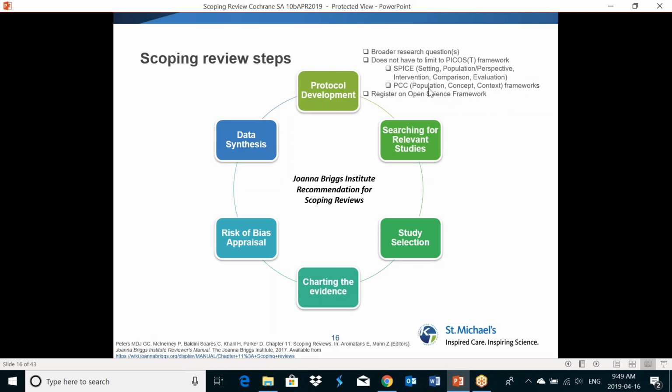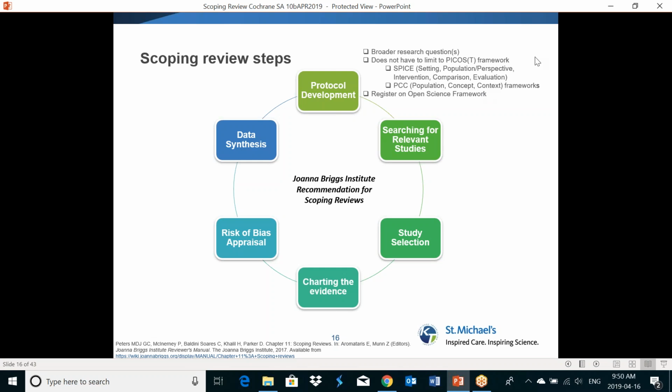The P for population would be similar to your PICO. The concept could be an I for intervention, depending on what topic you're interested in. You can absolutely do a scoping review on interventions, and then your context would provide a bit more information into where it is being conducted. Is it a different setting, perhaps focused on a specific environment or area? It's getting into the setting or where these studies were conducted for the context.